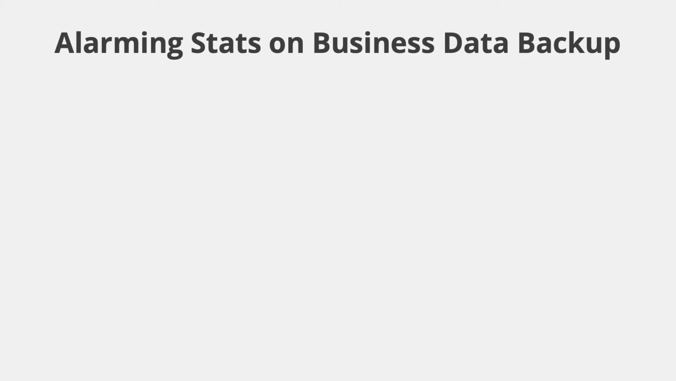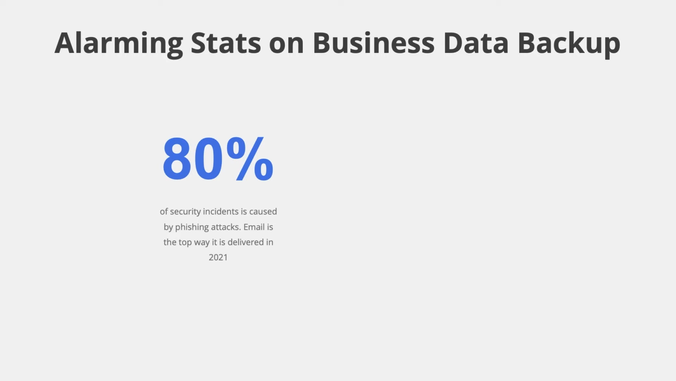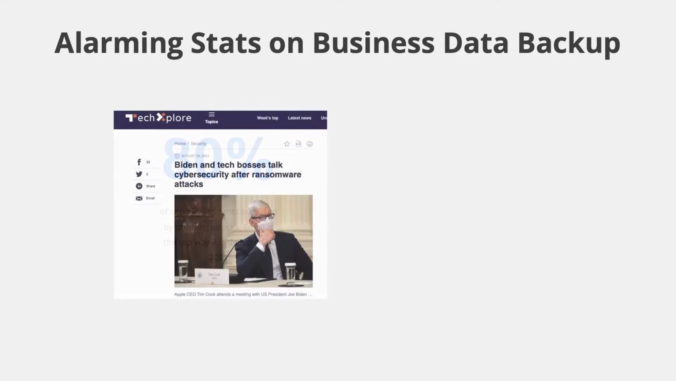Let's jump right in. This year, everyone has been busy shifting to remote work due to coronavirus. And because of this shift, cybercrime organizations are seeing more opportunities. According to Verizon, 80% of security incidents are caused by phishing attacks, and email is the most common way for it to be delivered. The recent hacks on major US oil pipelines and ransomware attacks are another good example.